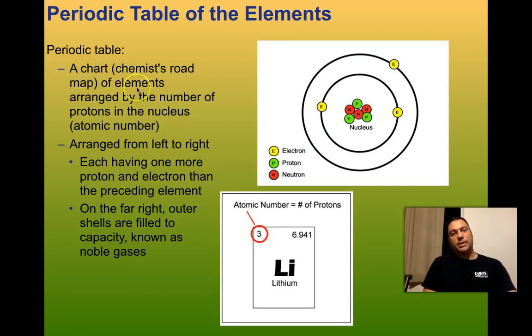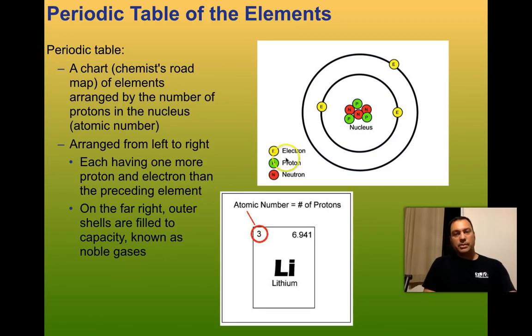It's really a map of elements arranged by the number of protons in the nucleus, which is the atomic number. So if we look over here, here's an atom being drawn, and we can count the number of protons. 1, 2, 3. 3 protons, 3 electrons. That's interesting. So that must mean that this element, whatever this is, would have an atomic number of 3. So arranged from left to right, each having one more proton and electron than the preceding element. So we'll look at the periodic table on the next slide.